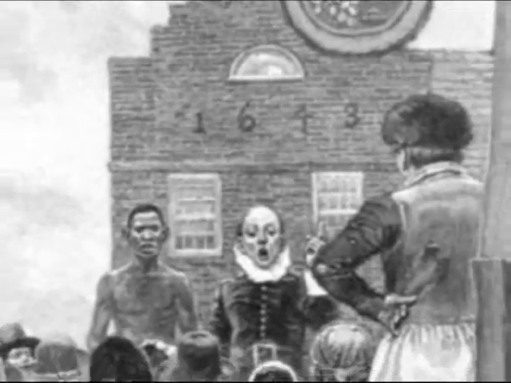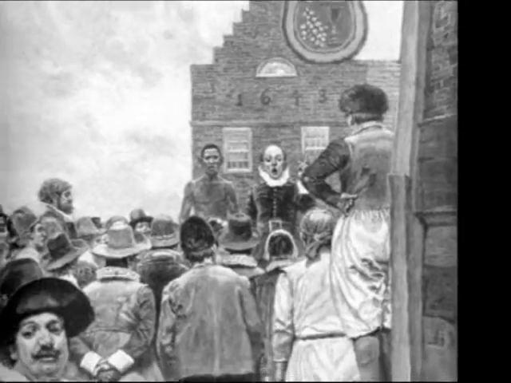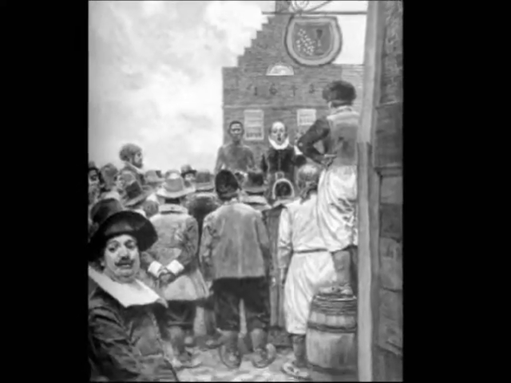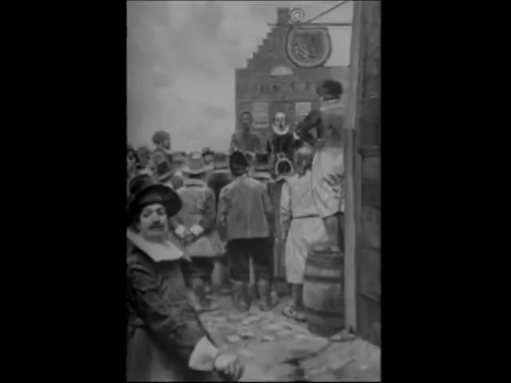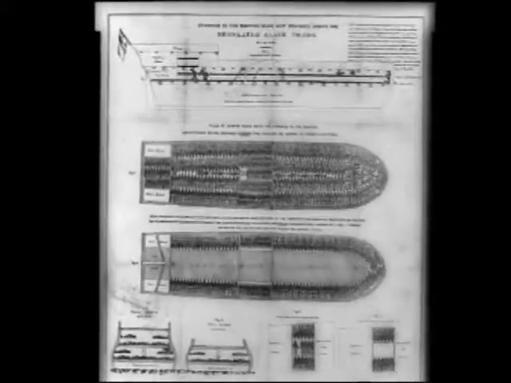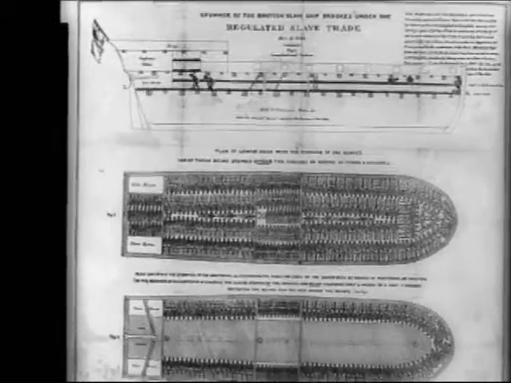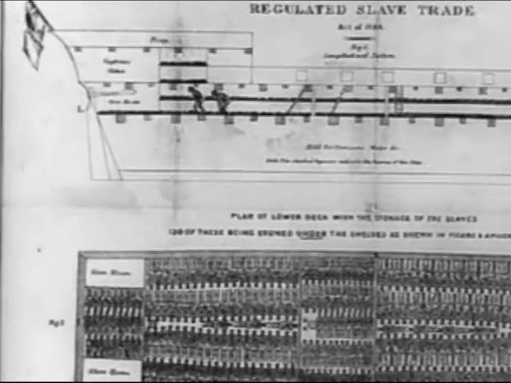Slavery was an accepted practice in America, going back to the earliest days of European colonization. Slaves were transported like commodities in ships from Africa to America.